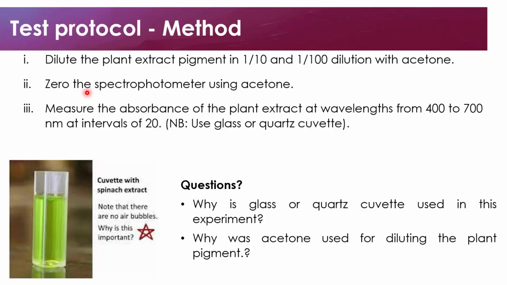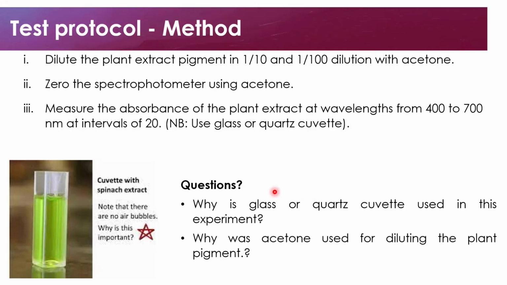When we are done with that, we zero the spectrophotometer with acetone. We then measure the absorbance of the plant extract at wavelengths from 400 to 700 nanometers at intervals of 30. One important thing we have to note is that we are supposed to use a glass or a quartz cuvette. If you look at our plant extract in our quartz cuvette, you can see that there are no air bubbles, okay?